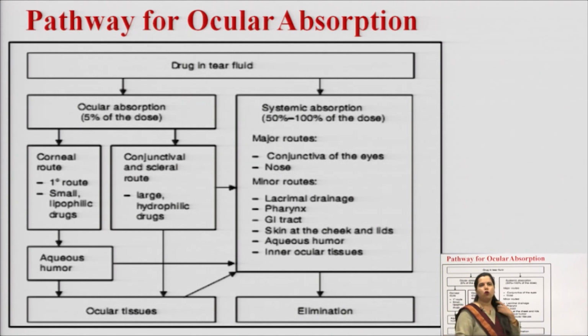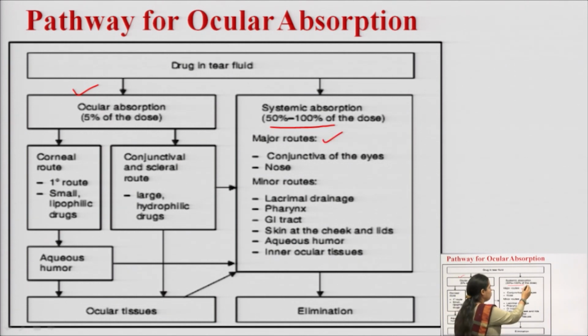Now, we talk about what the different pathways for ocular absorption are. You see this picture, yes. So, first we will discuss the drug in tear fluid. Now, we talk about ocular absorption. Ocular absorption is just 5% of the dose. 5% of the total dose can pass the corneal barrier or get into the eye, whereas 50% to 100% of the dose is absorbed through systemic absorption, right.